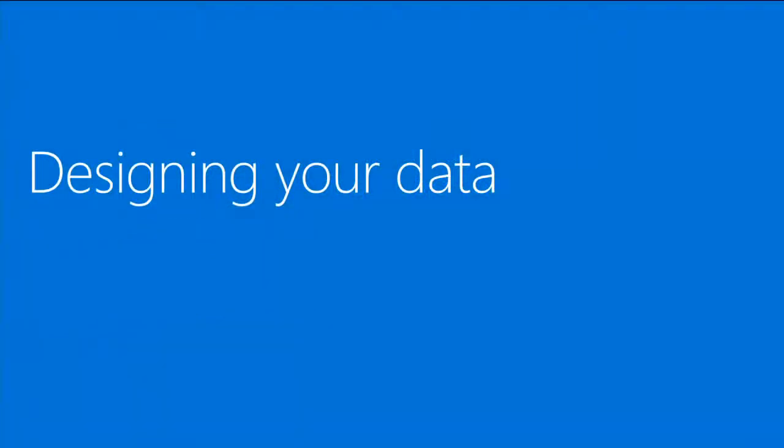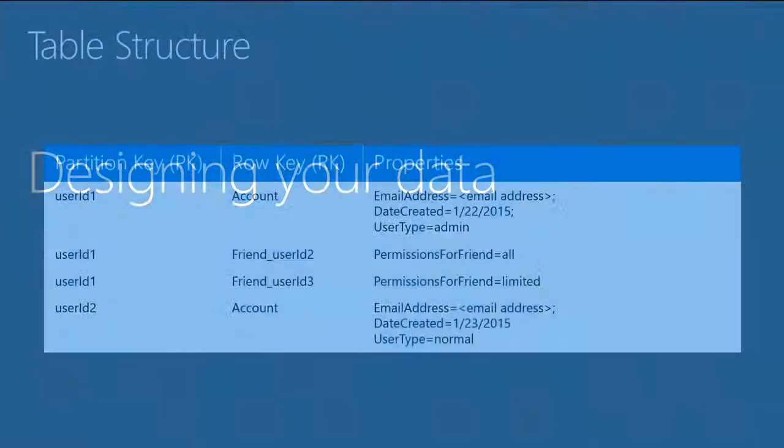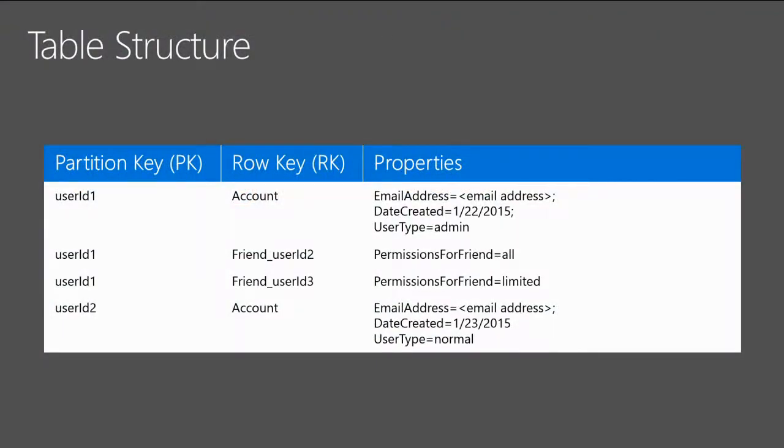So what does this mean for how you design your data? So let's start with just a simple table structure, just to remind everybody, or those of you who are coming from blobs or queues or disks. This is kind of how tables end up looking, and we'll be using this as examples going forward.